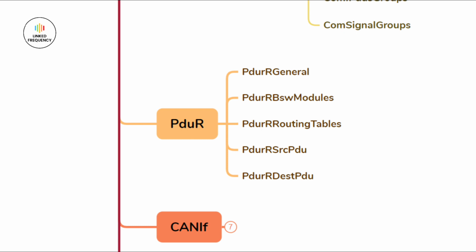PDR General also includes PDR dev error detect. It basically has the detection and notification of the error. Then moving on to PDR routing tables. PDR routing table consists of PDR max routing path count, that is, it gives the maximum number of routing paths in all the routing tables. It also has the PDR configuration ID, which provides identification of the configuration of the PDR configured, which is read using a PDR API. There is also PDR source and destination information that can be configured in this particular PDR, which basically has the parameters such as PDR handle ID and PDR reference that has to be configured.